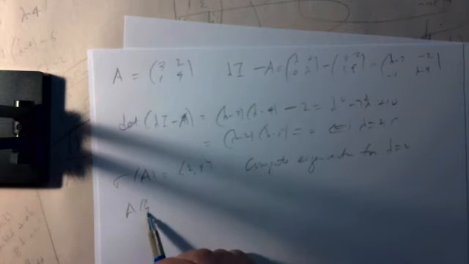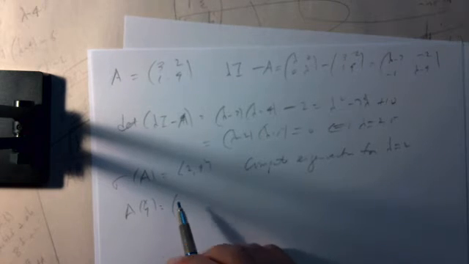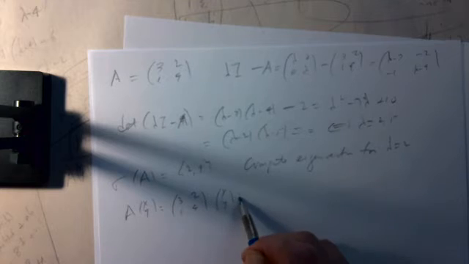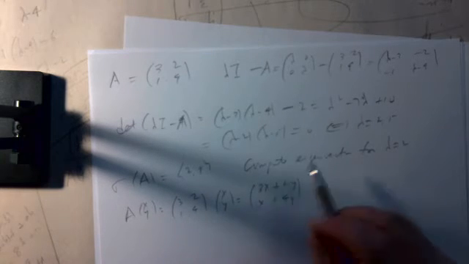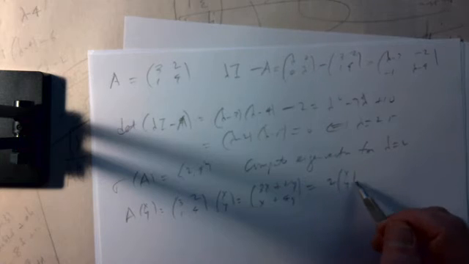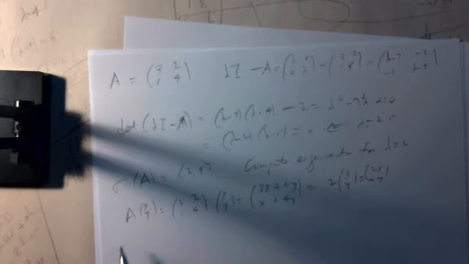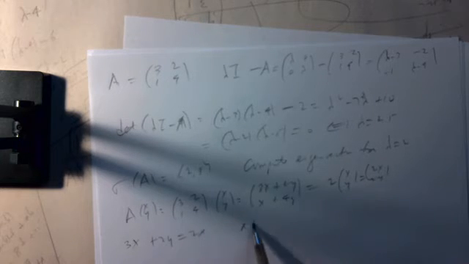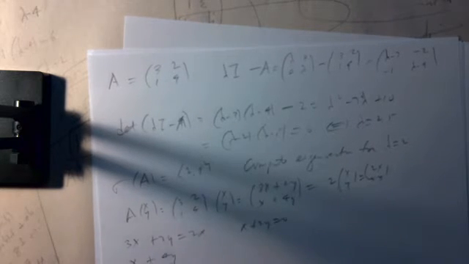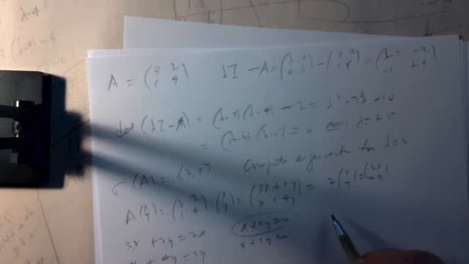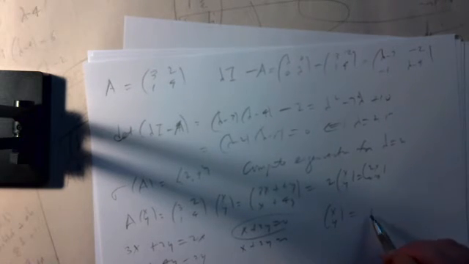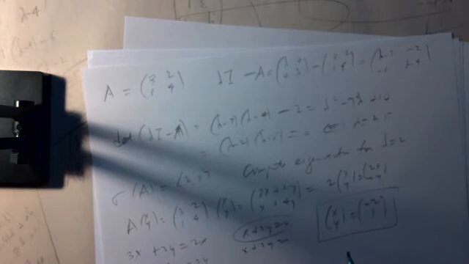That means that A times (x, y), which is 3, 2, 1, 4 times (x, y), that's 3x plus 2y, x plus 4y when you multiply. This is supposed to equal 2 times the vector (x, y), or 2x, 2y. In other words, x and y have to satisfy the equations 3x plus 2y equals 2x, or x plus 2y equals 0, and x plus 4y equals 2y, or x plus 2y equals 0. So they're the same equation. x and y just have to satisfy this. This says x is minus 2y. So if I take y to be 1, x would be minus 2. So this is an eigenvector.